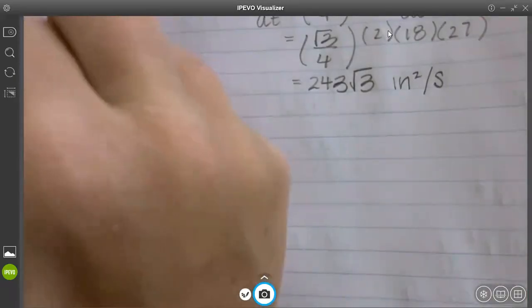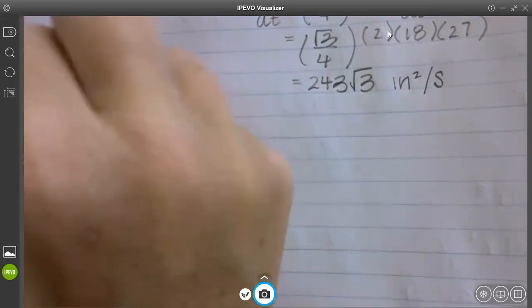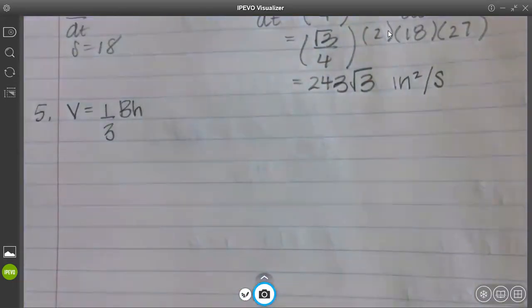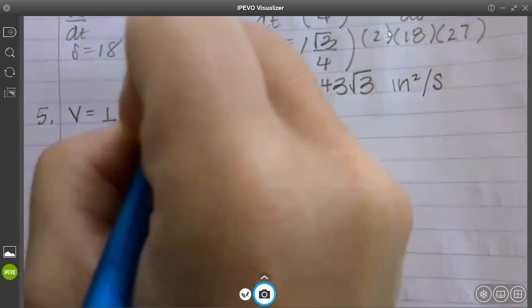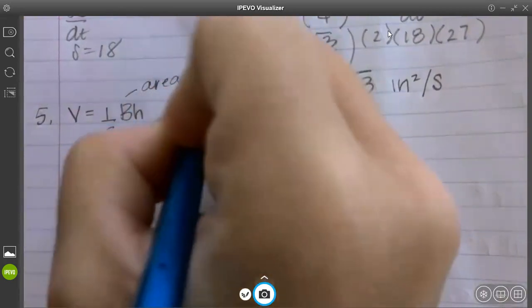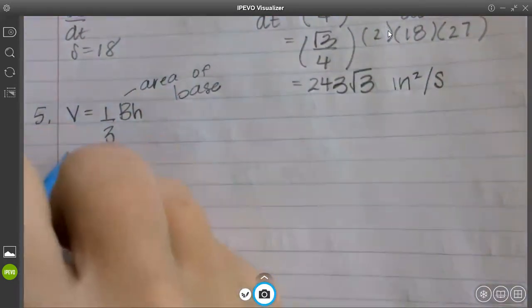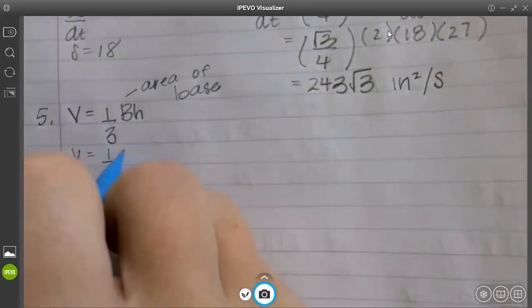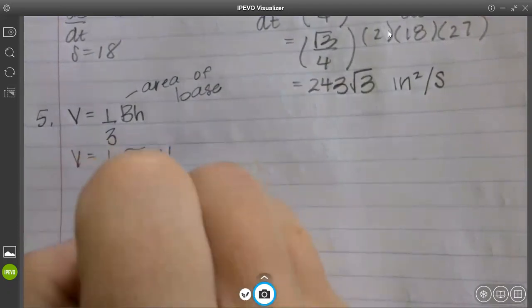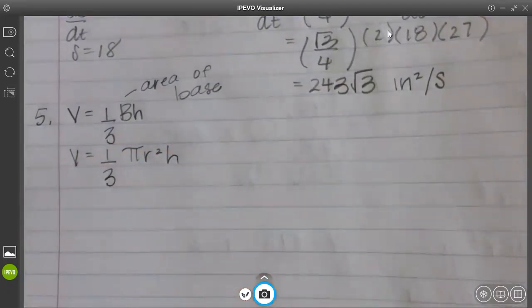So remember our volume formulas, one more time just to go over. If they have a point, it's going to have 1/3. Since we have a point on our cone, it's going to be 1/3 big B and H, and big B stands for area of the base. In a cone, what is the base? So this is 1/3. How do I find the area of a circle? Pi r squared, and then times the height of the actual cone. What's wrong with this formula? Yeah, there's two variables, so I definitely need another formula.